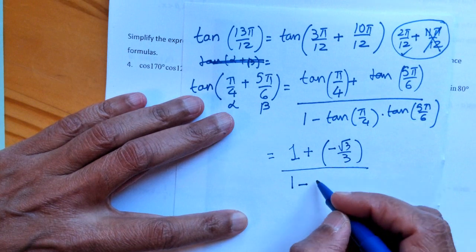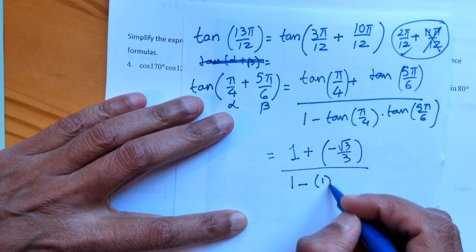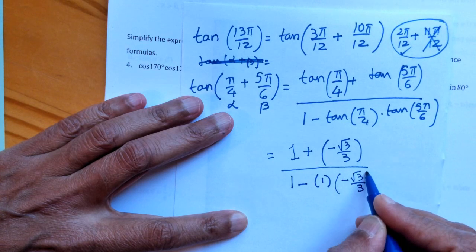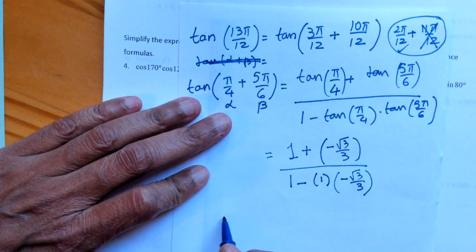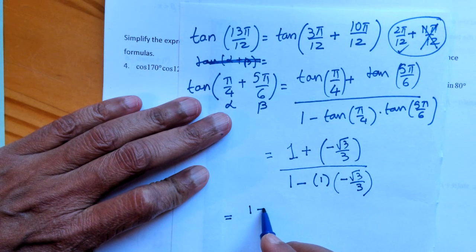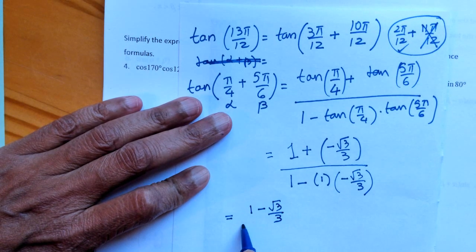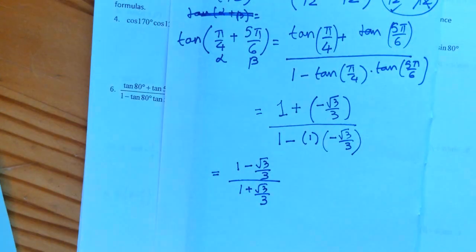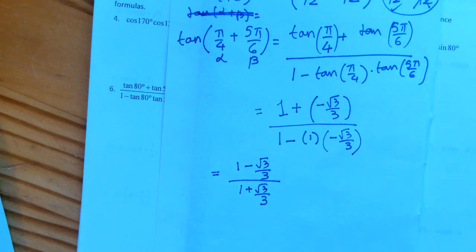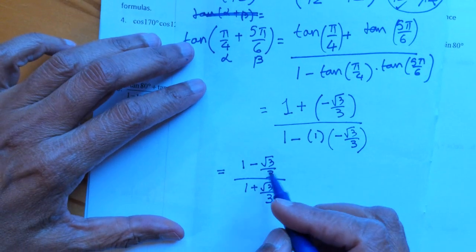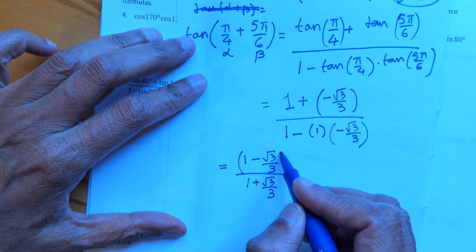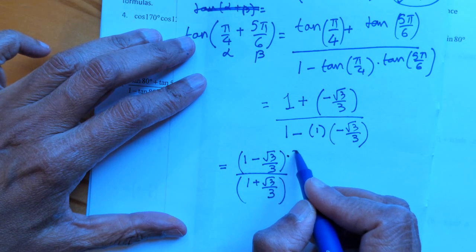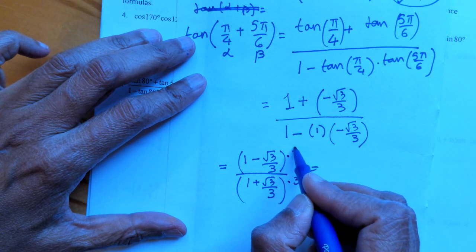Tan pi by 4 is 1. And tan 5 pi by 6, we just said it is negative. Let's go ahead and rewrite it: 1 minus square root of 3 over 3, over a complex fraction. How do you simplify a complex fraction? Remember, the method to simplify a complex fraction is to multiply numerator and denominator with the common denominator. There's only one common denominator, that's 3. So I multiply top and bottom with 3.